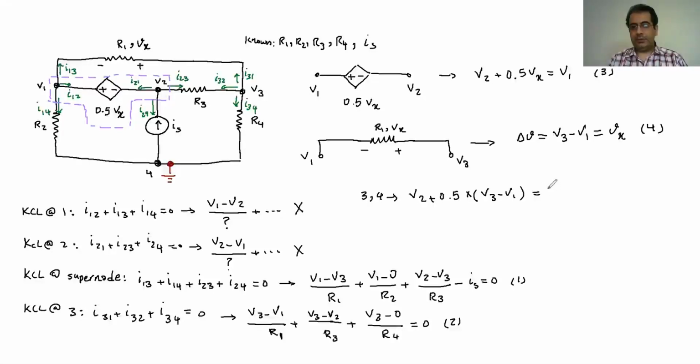It's going to be V1. That's going to be the fifth equation. So basically, I can solve 1, 2, and 5. If I solve 1, 2, and 5, it's going to give me V1, V2, and V3, because the only unknowns in 1, 2, and 5 are V1, V2, and V3.